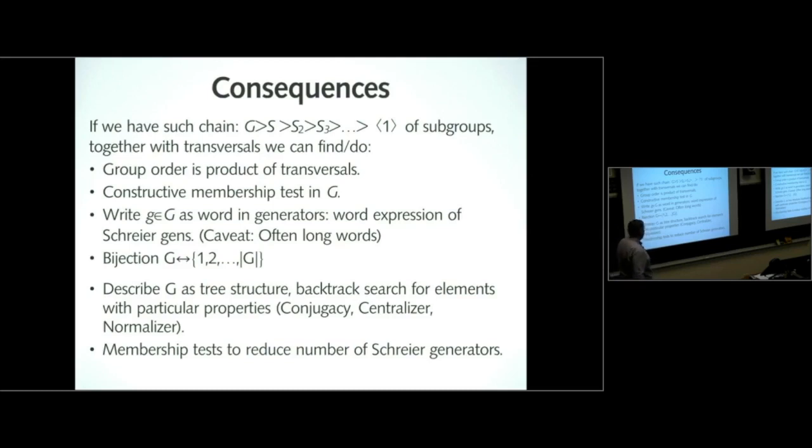And with this we can describe all elements of the group through a tree structure, just a tree which basically corresponds to traversing a Cartesian product of possible base images. And we can search through this tree. We can search through the group to find elements with particular properties. And such a search is called a backtrack search. It is exponential time.